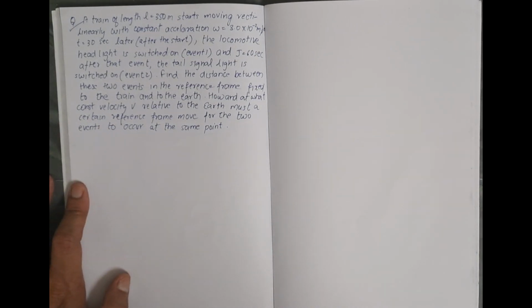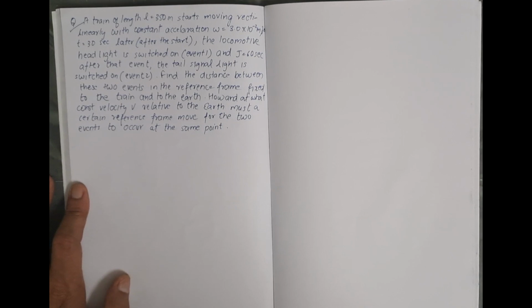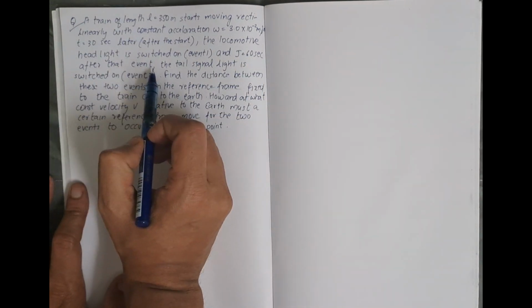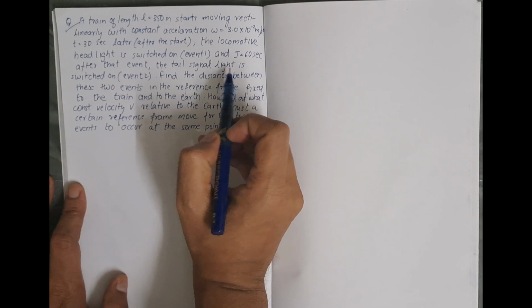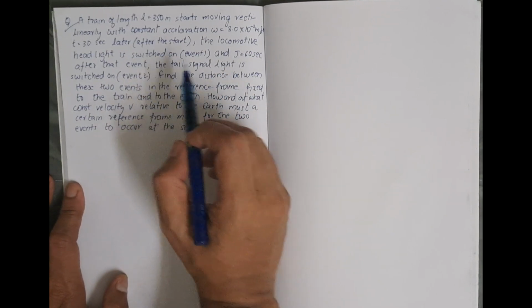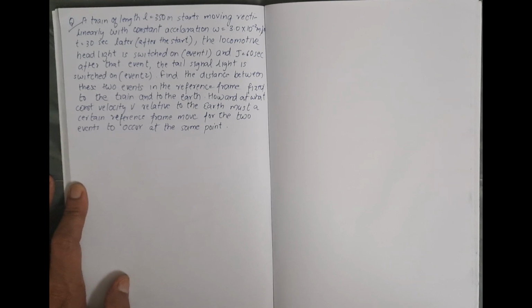Now this question talks about a train with a headlight which is turned on 30 seconds after it starts moving, and that is called event 1. 60 seconds after event 1, the tail signal light is switched on, and that is event 2. So event 1 happens 30 seconds after start, event 2 happens 90 seconds after start, right? Find the distance between these two events in the reference frame fixed to the train and to the earth.